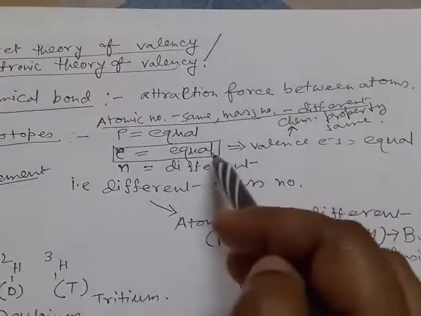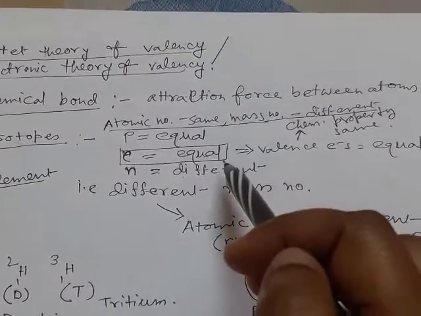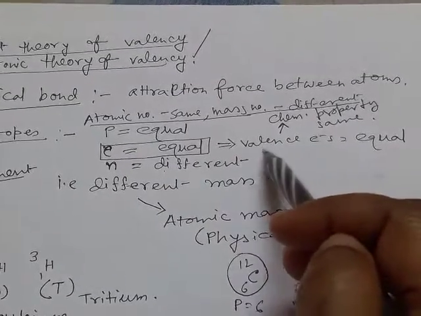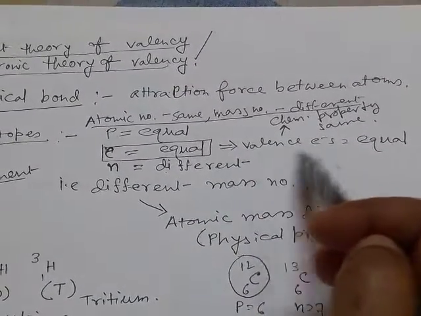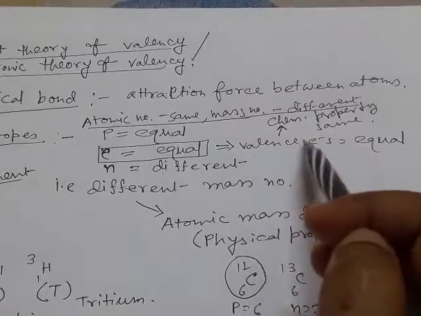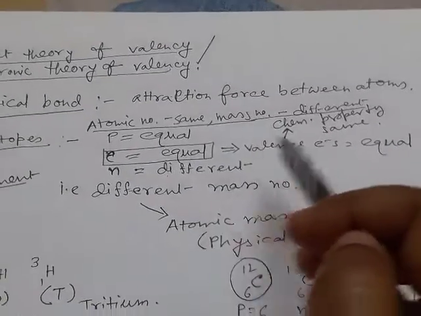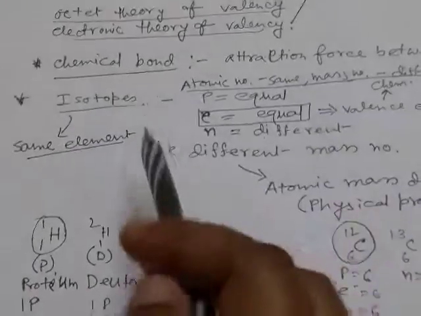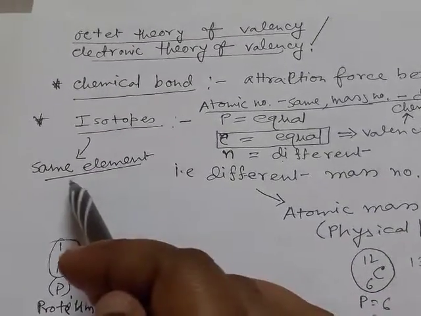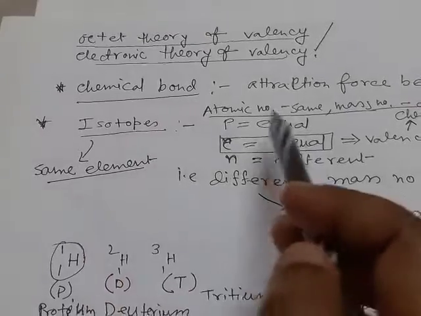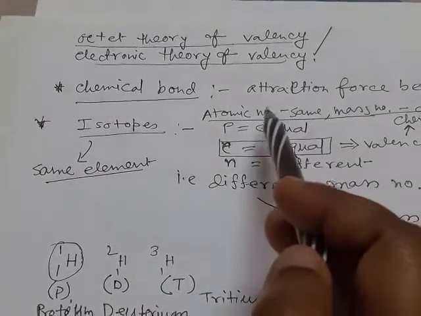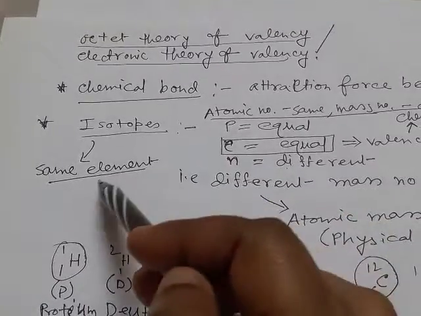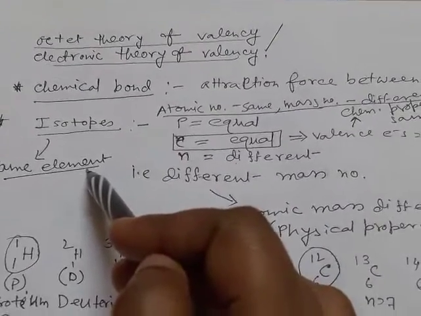As the number of electrons is equal for different nuclei, and we know the chemical property is determined by valence electrons, the valence electrons will be the same for the nuclei. So their chemical property will be the same. So isotopes will always be of the same element, as the atomic number is the same, that is, the proton number and electron number are the same. So isotopes will be of the same element.